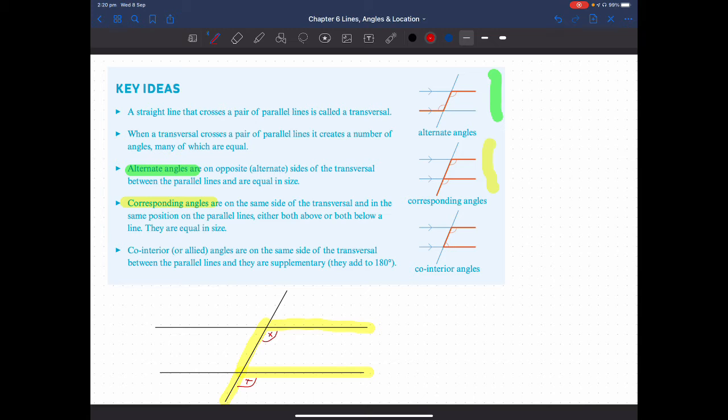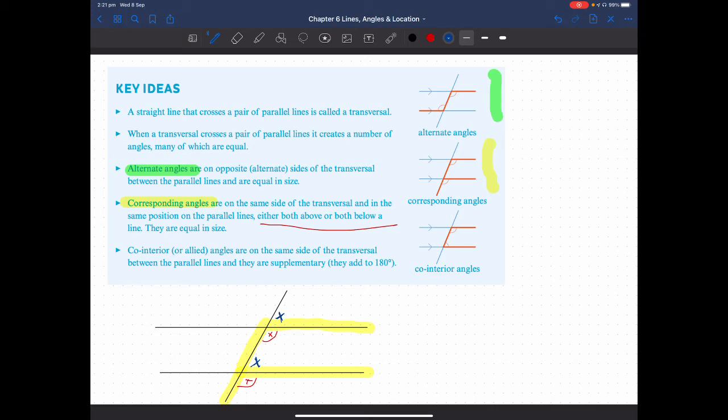Now, you can see the definition says above or below, because the angles I've marked in red are the same. This time changing to blue, this one here and this one here are the same. They are also corresponding. The ones in the blue are above the parallel lines. The ones in the red are below.